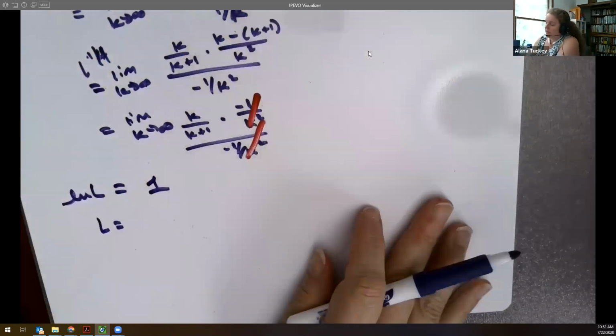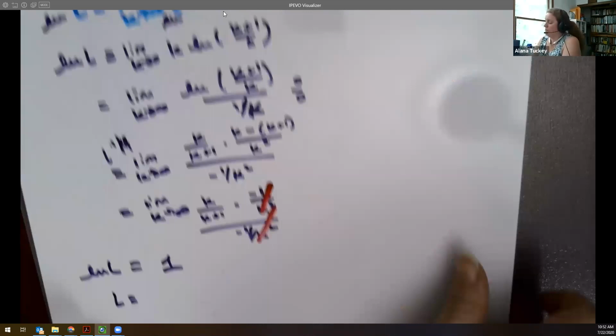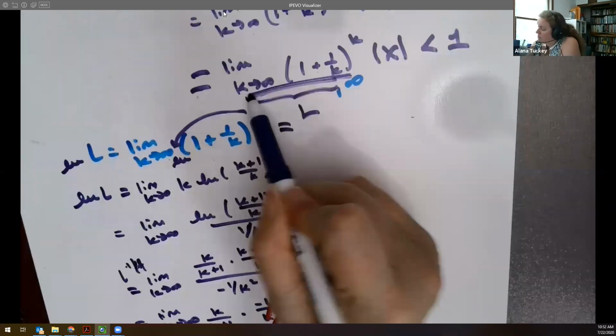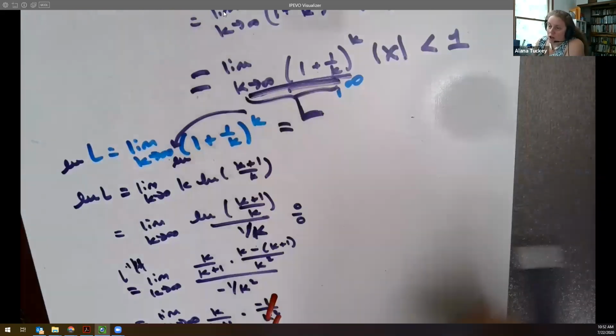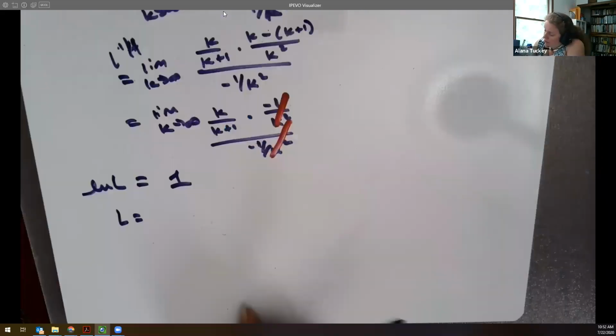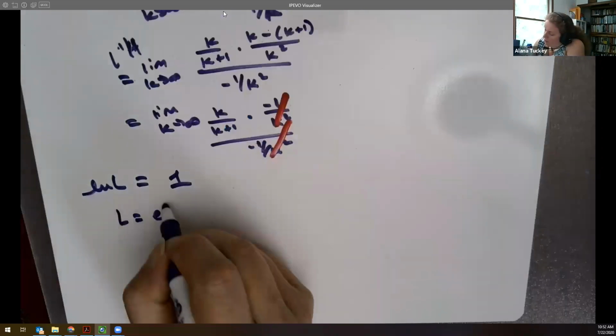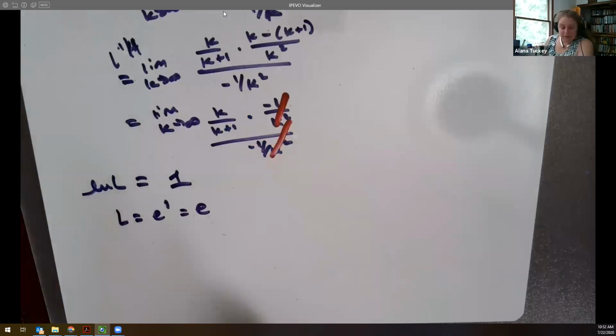Sorry, you can't see that. I'm trying to find this part right here, which is going to be my L. Using all of this L'Hopital's rule action, I know that L is e to the 1, which is e. The reason I was saying you should all know it is that it's the definition of e that you learn in Calc 1.